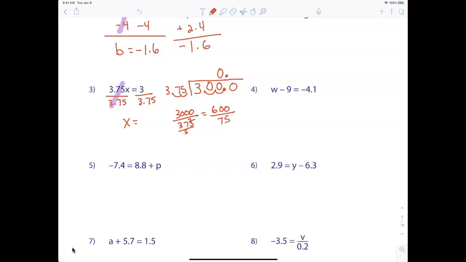Now notice, I can divide by 5 again. So I divide this by 5 and this by 5. 600 divided by 5 is 12, so now I know it's 120. If I divide 75 by 5, 5 goes into 7 once with 2 left over, so that's 15. I'm pretty sure we can divide by 5 again. 5 goes into 12 twice with 2 left over, so it's 24, and 5 goes into 15, 3. Now 24 divided by 3 is 8. So my correct answer is 0.8.